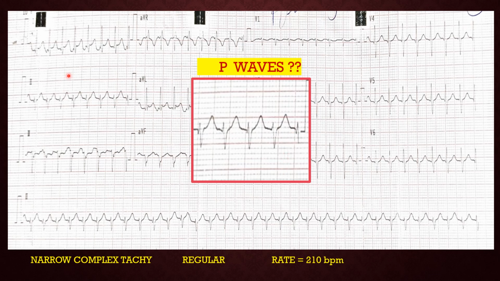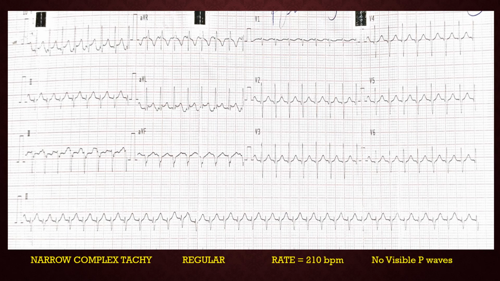Okay, so we have to see the P waves in all the leads, and the best leads to see the P waves are lead 2, limb lead 2, and the lead V1. So this is one of the zoom in view of the long lead 2, and we cannot see obvious P waves. So what does this mean? Are there any P waves present or not? And is it sinus tachycardia or not? So no visible P waves are present.